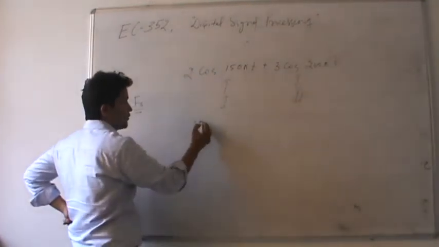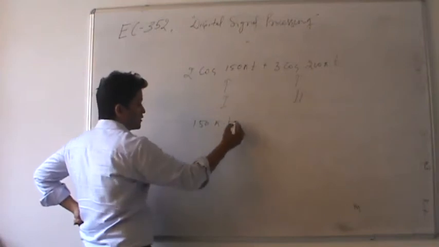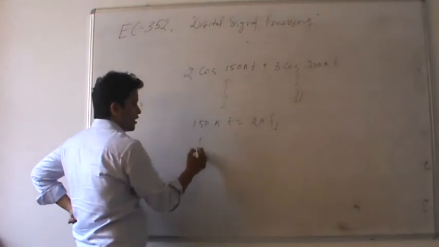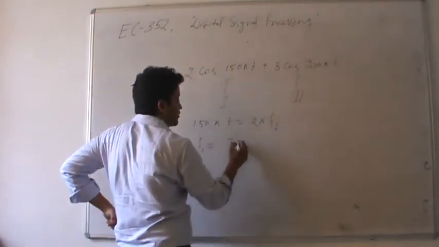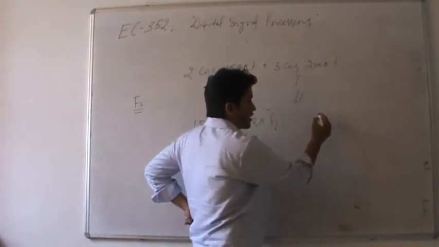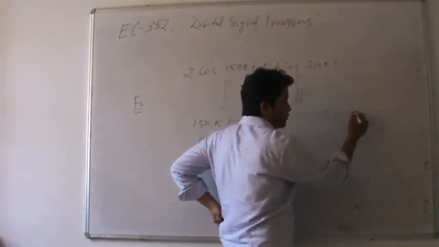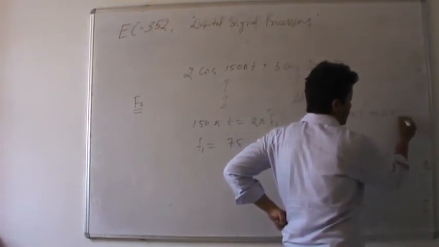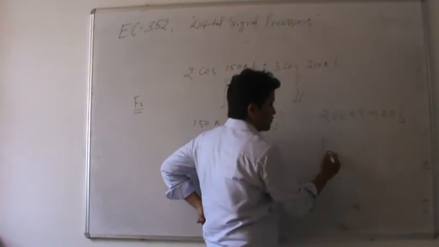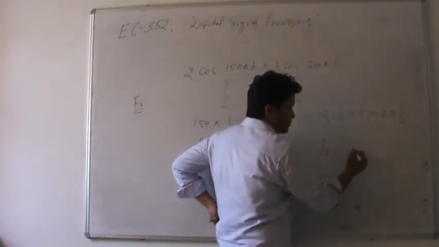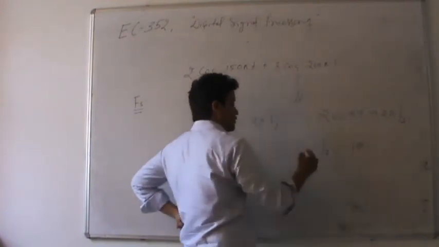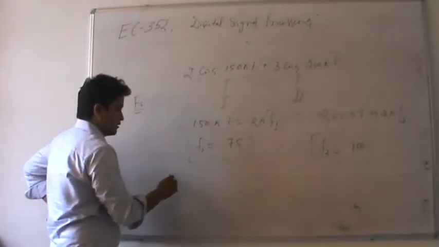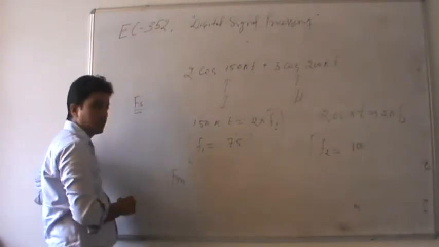So for the first part, 150 pi t, you compare it with 2 pi f1, so I am writing f1. So f1 is equal to 75. Whereas in case of the second part, it's a very simple calculation, I'm going fast. If you compare with this side, I'm writing f2 for the second part. So f2 is equal to 100. So f1 is equal to 75, f2 is equal to 100. Fm is nothing but the maximum frequency.